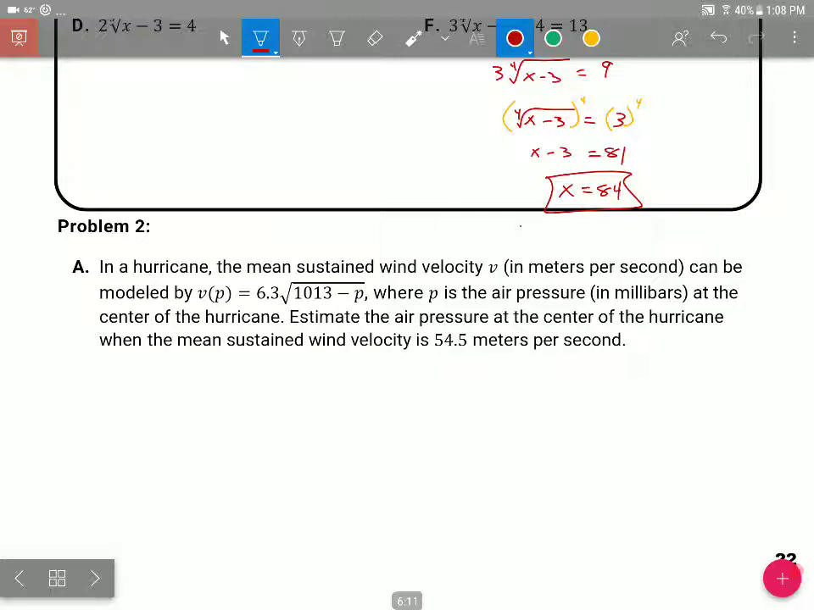So here we go: a hurricane, the mean sustained velocity V is modeled by this equation. V is your mean sustained wind velocity, where P is the air pressure. Estimate the air pressure at the center of a hurricane when the mean sustained wind velocity is 54.5. Are we plugging it in for V or for P? V. It goes into V. So just plug it in and go.